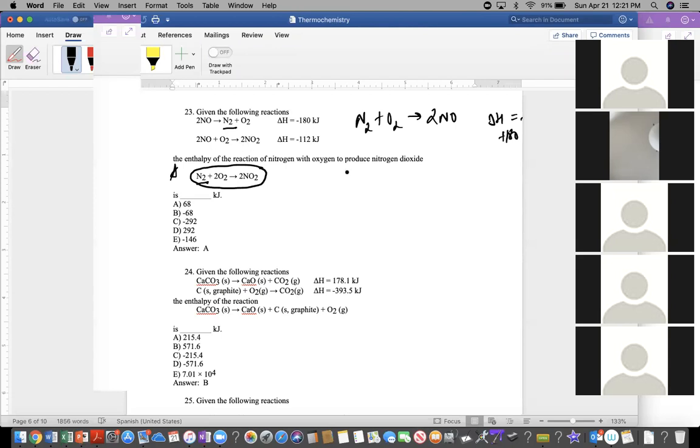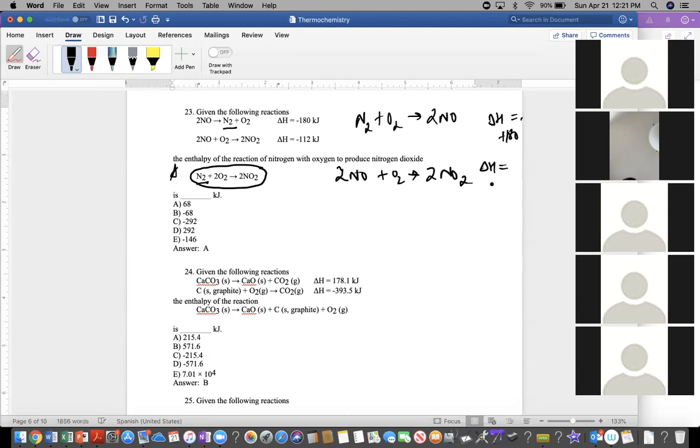So the reaction is 2NO. I'm just going to write this again. 2NO plus O2 gives me 2NO2. And this reaction, we're going to keep it as it is because there's no need to change anything. So delta H for this one is negative 112, right? Now what we're going to do is add these two reactions and see if we can actually get the reaction that we're interested in. We always want to confirm that, okay?